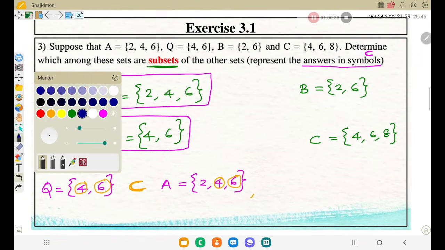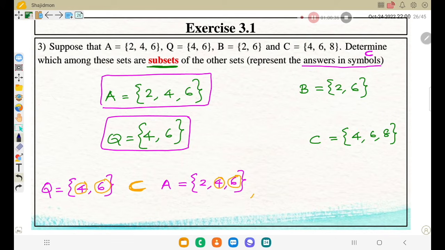Now what is the other possibility? You can check it. Which set is a subset of another set? For example, the B set. B set is a subset of A.